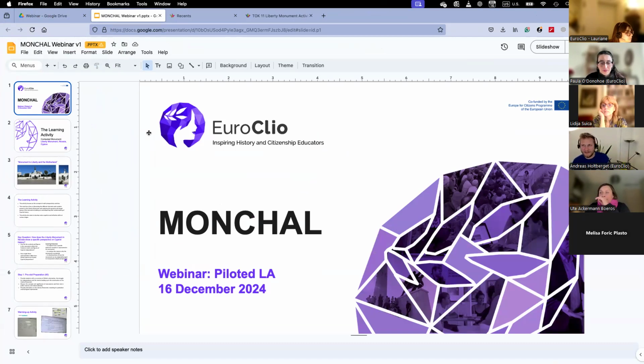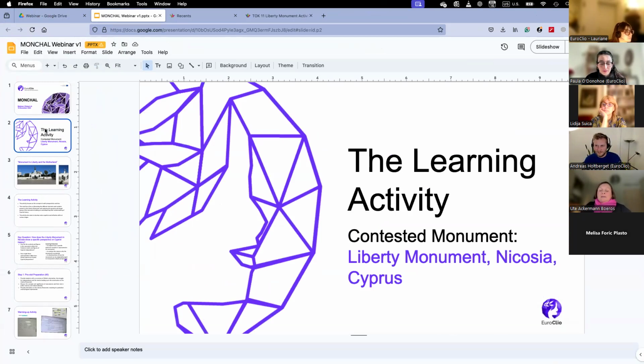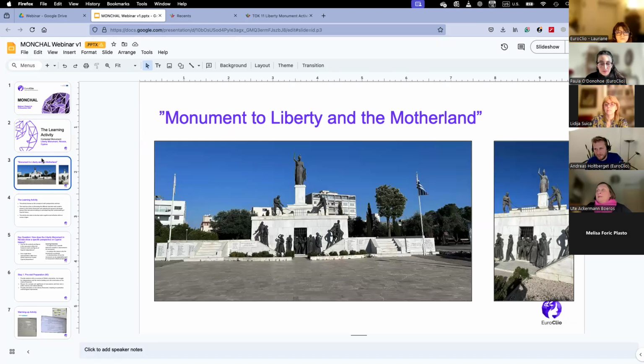My teaching activity was about the so-called Liberty Monument, but the full name of the monument is actually the Monument to Liberty and the Motherland. And here you see the monument, and yes, the sky is really that blue in Cyprus. This is a very big monument, which is on one of the bastions of the old Venetian town wall in Nicosia. It's a really big square, and it's basically in a straight line also to the Archbishop Palace, and that has also some significance.